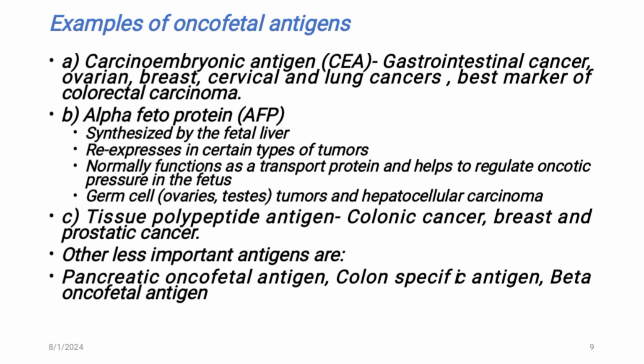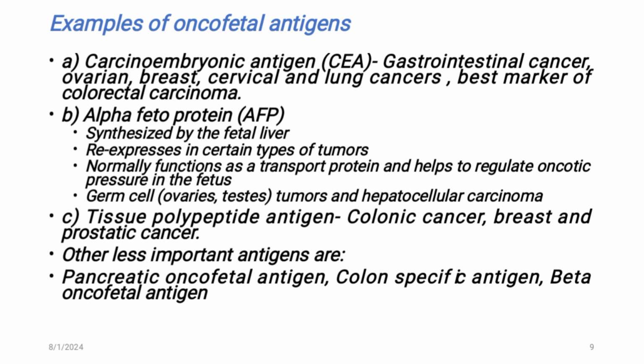So as we have discussed, it is present in the fetus and it helps in regulating the oncotic pressure in the body, but in the normal adult person it is present in a decreased amount. So its high level shows the presence of tumor and cancerous growth in the body. The next is the germ cells, ovaries, testes, tumors, and hepatocellular carcinoma. So alpha fetoprotein is for the ovarian and testis carcinoma and hepatocellular carcinoma.